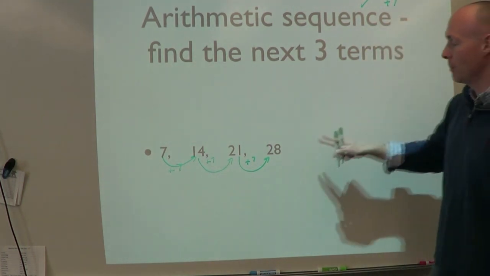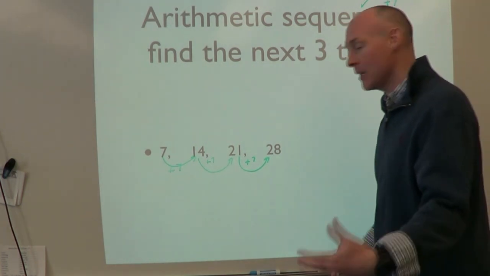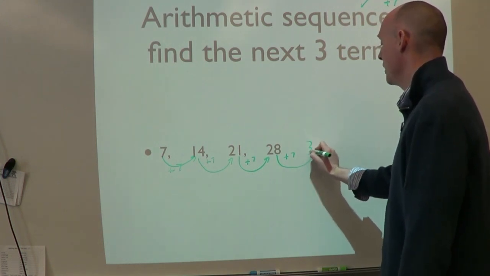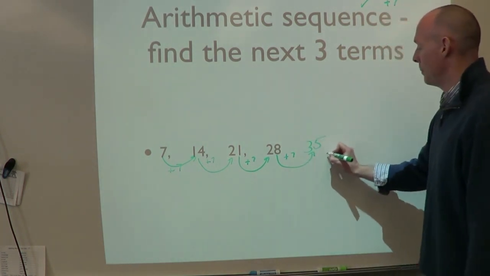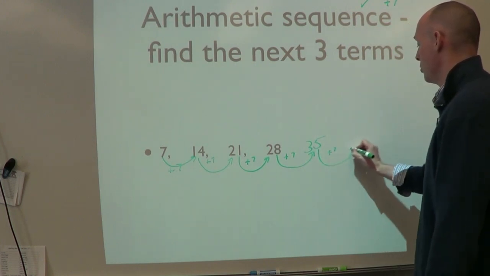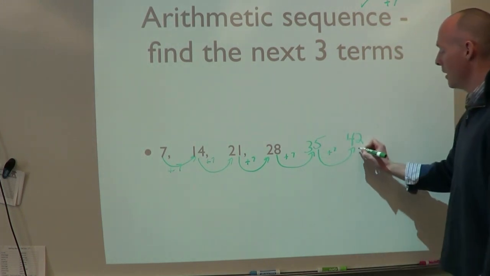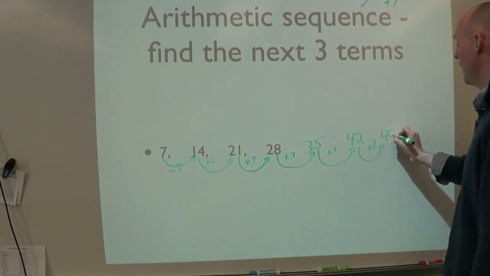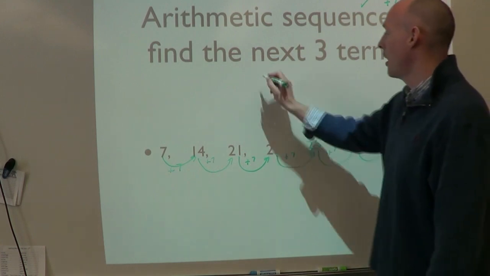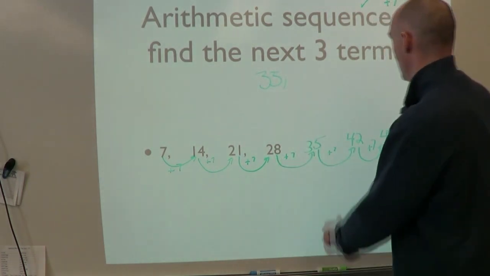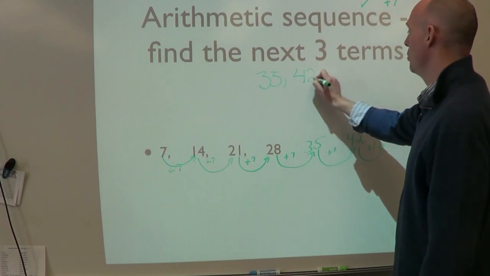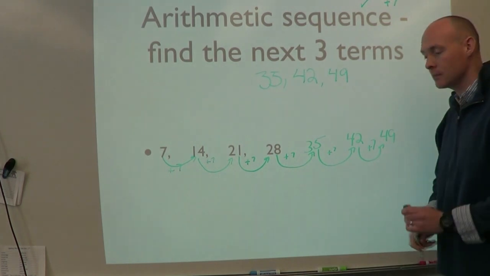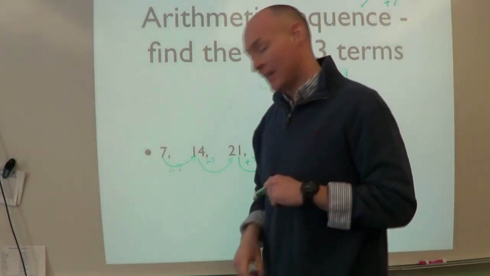Find the next 3 terms. Well, we just continue on with that arithmetic sequence. Plus 7. 28 plus 7 is 35. Plus 7 goes to 42. And plus 7 goes to 49. So our next 3 terms are 35, 42, and 49. Perfect. Let's look a little bit about geometric sequences now.